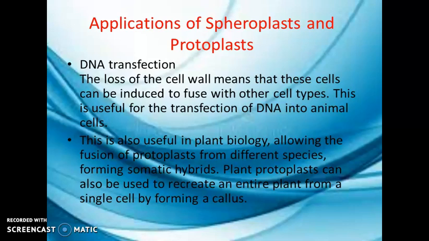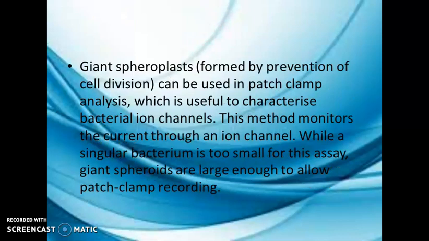It is also useful in plant biology, allowing what? The fusion of protoplasts from different species, which results in the formation of somatic hybrids. Plant protoplasts can also be used to recreate an entire plant from a single cell by forming a callus. Next is patch clamp analysis.